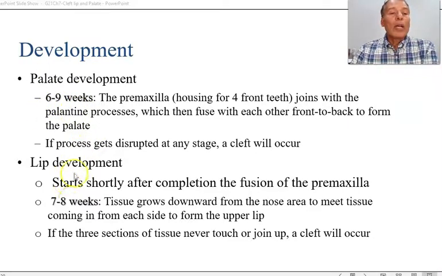However, the upper lip starts right after the fusion of the anterior palate, or the primary palate, and it progresses with the rest of the palate, and the upper lip is completed between the 7th and 8th weeks.